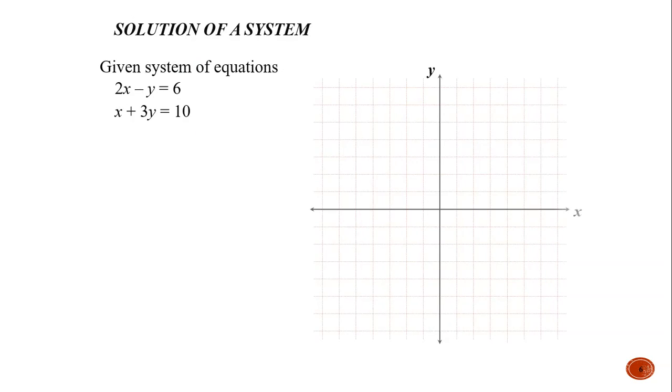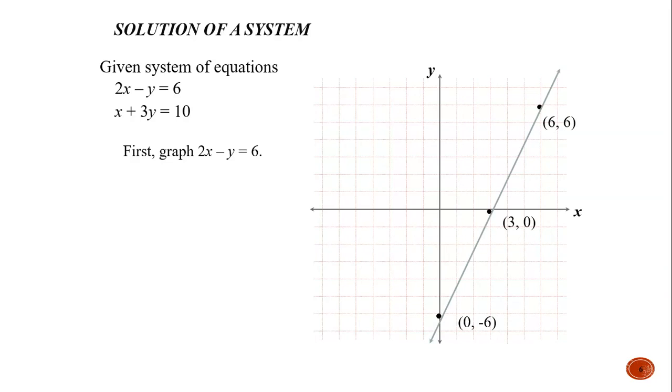Now we will see the solution of the given system by graphical method. By graphical method, we draw the first line. For the first line, the graph is a straight line. So 2x minus y equal to 6 is shown by this line.